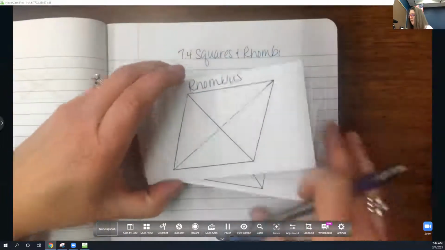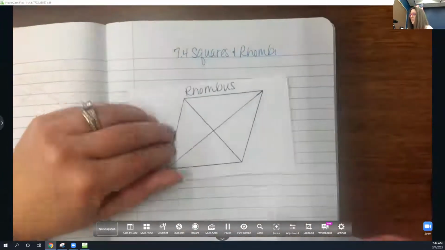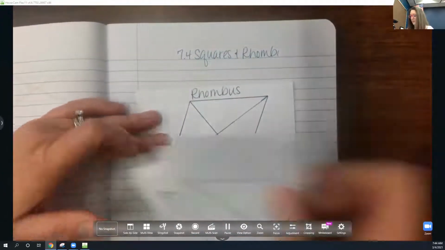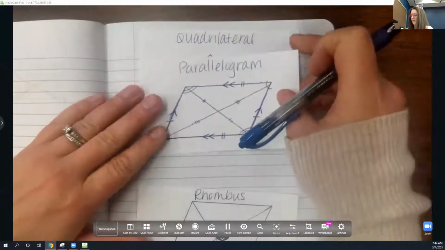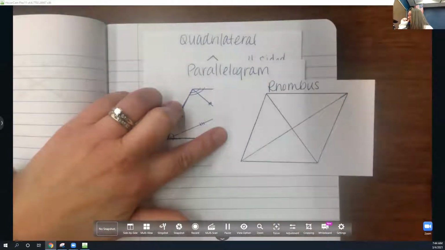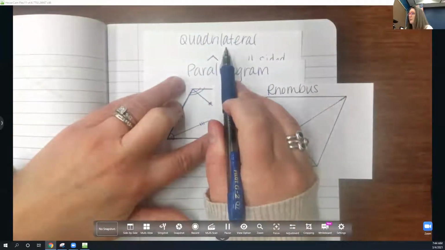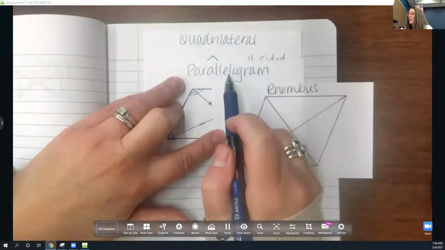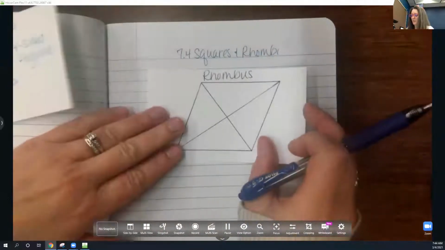So here's our rhombus. Notice the rhombus comes under the parallelogram and under the quadrilateral. I'm trying to organize my stuff here. So what I know is that it has all the qualities of a quadrilateral, meaning it's four-sided, and it has all the qualities of a parallelogram. So I'm going to mark those on my rhombus here.